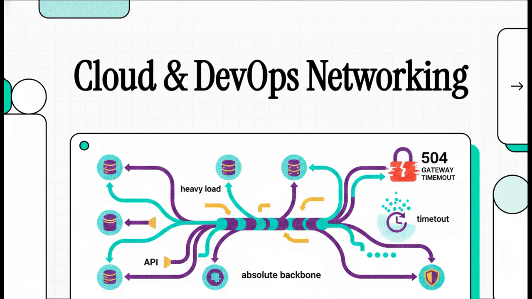The truth is, in the world of cloud and DevOps, networking isn't just some optional side quest. It is the absolute backbone of everything we do. It's the invisible layer connecting your compute, your storage, your databases, and your security.